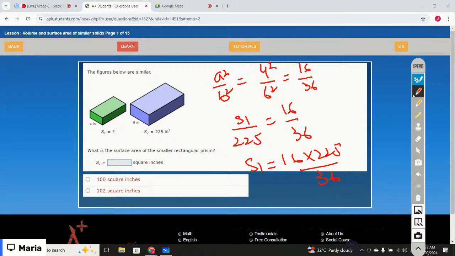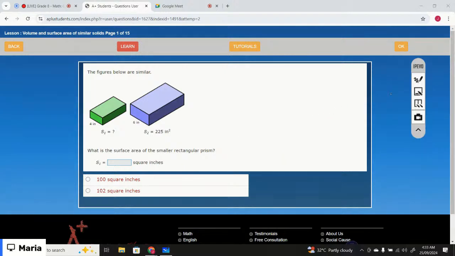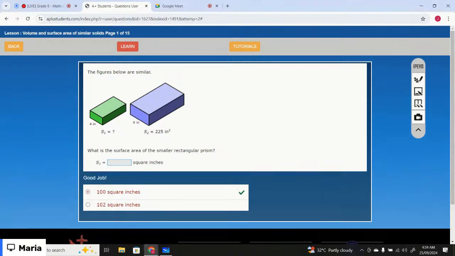So let me just do the calculations. 16 times 225, that is 3600 divided by 36. So the correct option is 100. That means the surface area of the smaller rectangular prism is 100 square inches. Option number 1 is the correct option, that is 100 square inches.